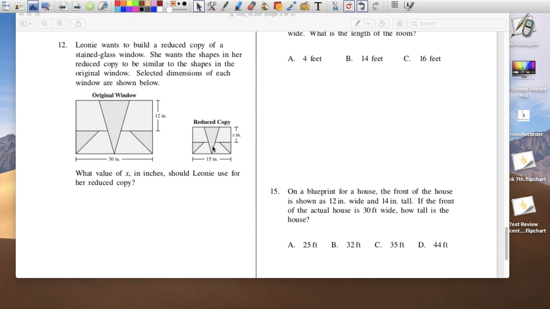Question 12. She wants to build a copy of the stained glass window. Here's the original window. She wants the shapes in her reduced copy to be similar to the shapes of the original. Select dimensions of each. If that's 30 in the original, in the reduced copy she's making it 15. So obviously she reduced it by half, so she multiplied by half. So this one also, she's going to multiply by half, and 12 times a half means that part of the reduced copy is going to be 6.